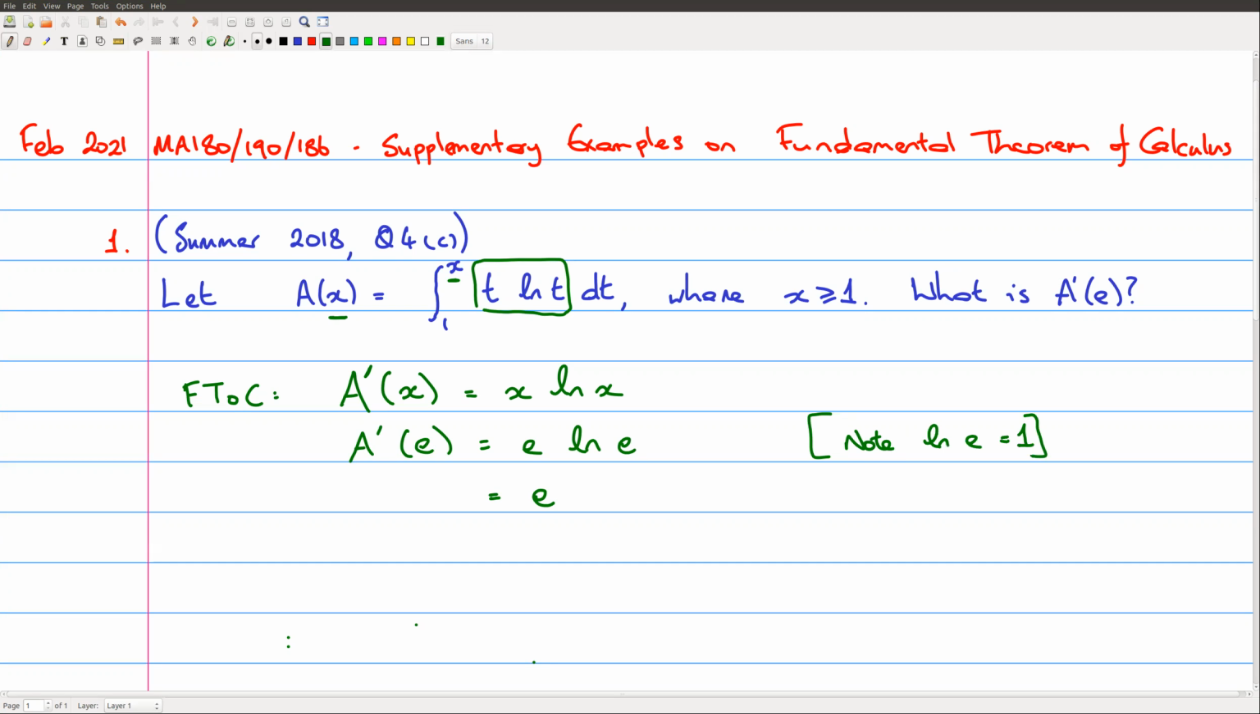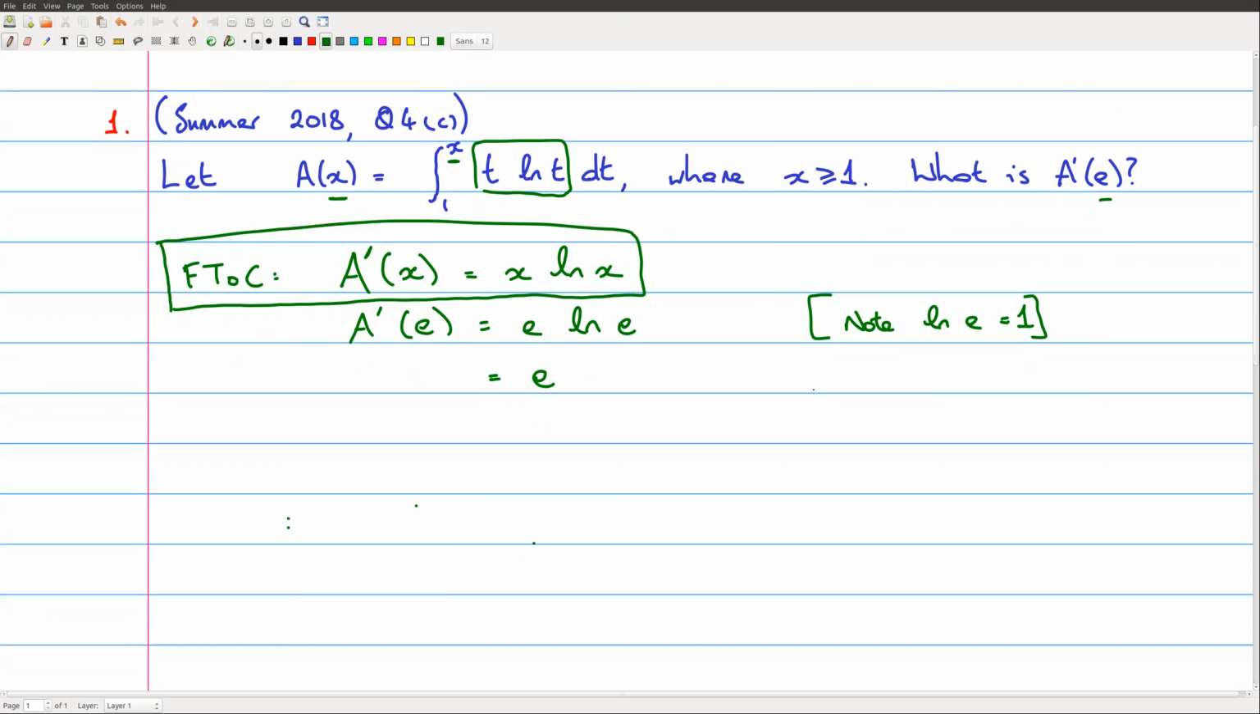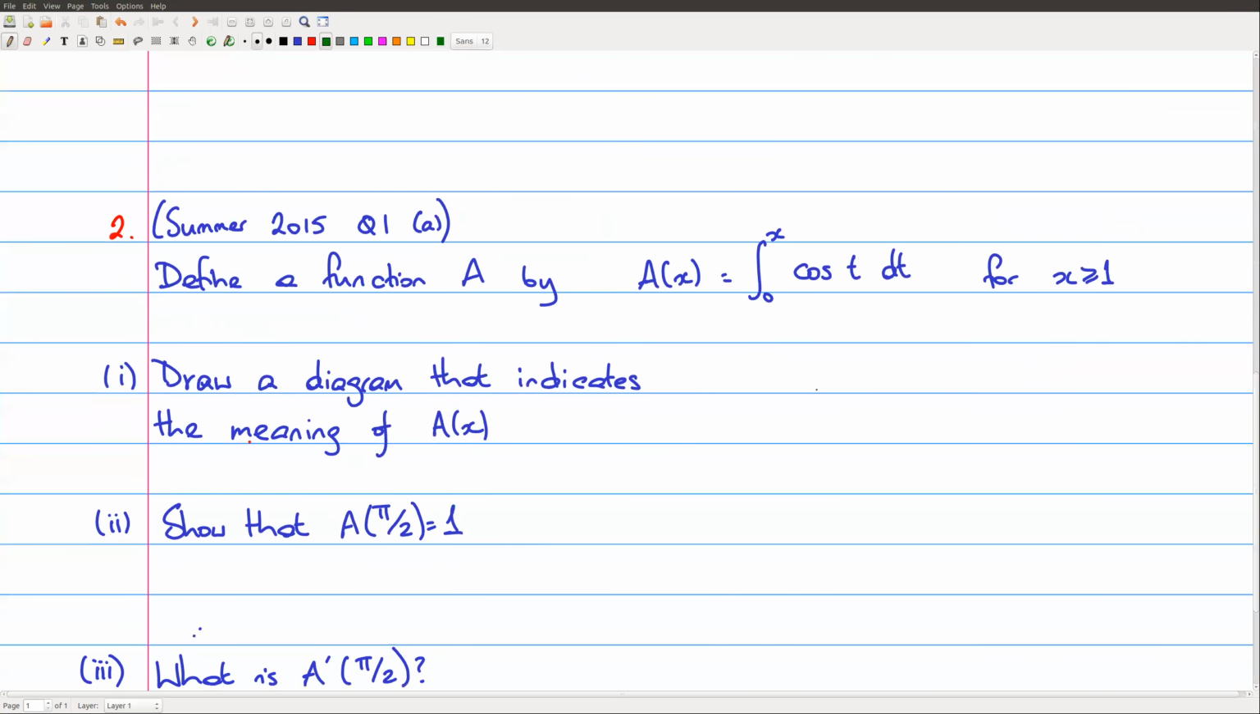And the key point is we've got an area accumulation function, and we're asked about its derivative. So that's just a direct application of the fundamental theorem of calculus. And what the fundamental theorem of calculus says about this particular example is precisely this. It tells us exactly what the derivative of a is in terms of x. If you want to know that at a particular value, like e, you just sub in that particular value of x. Okay, so that's one very typical example of a direct application of the fundamental theorem of calculus.